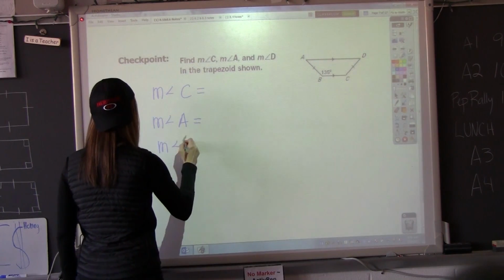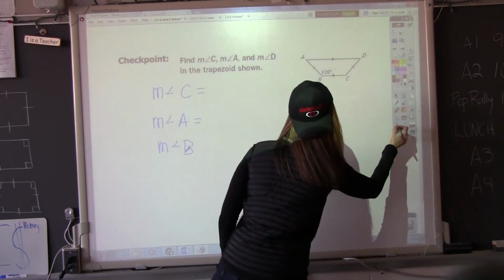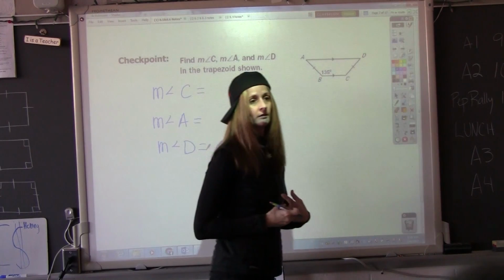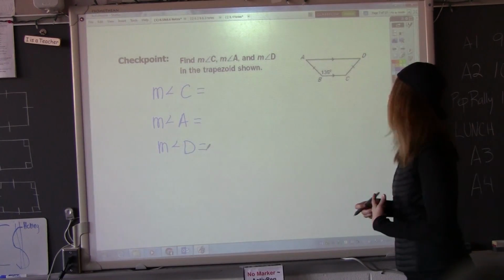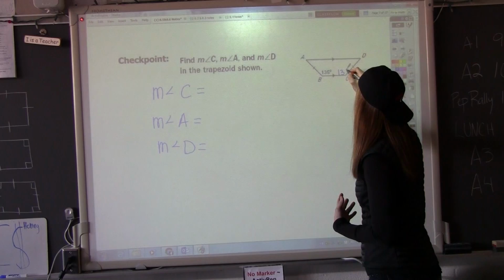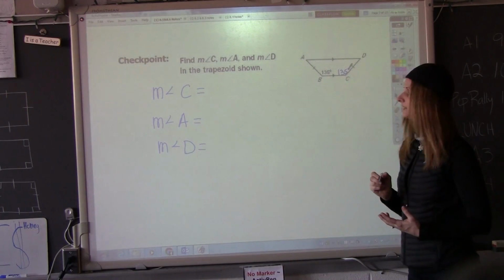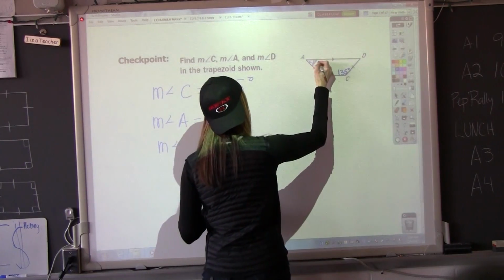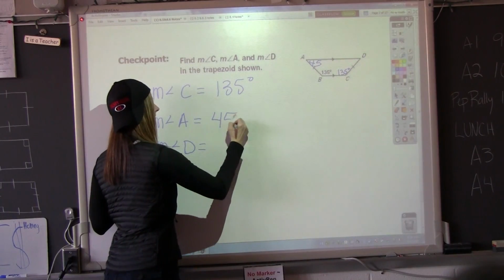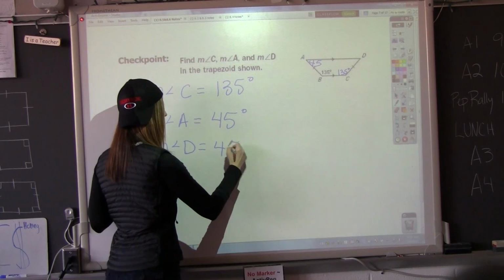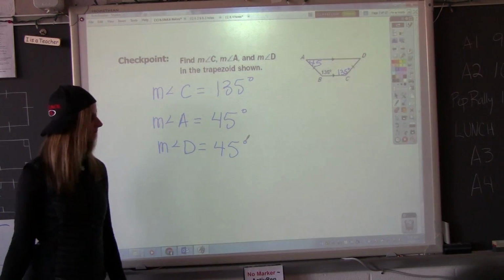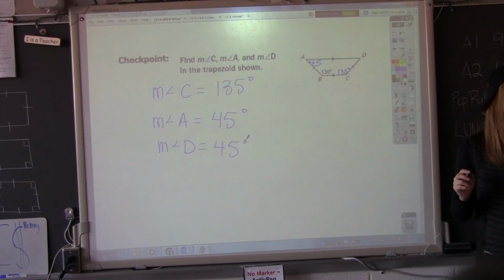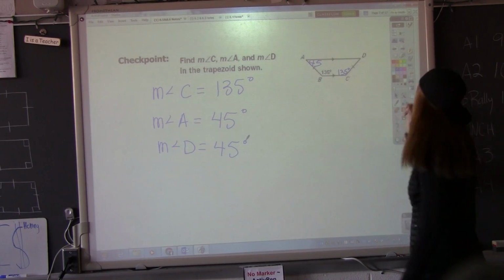Okay. So, anyone? What am I doing? Wait, I can answer. Sure, Natalie. Measure of angle C is 135. Okay. Measure of angle A is 45. And D is 45. Good. Any questions on that? No. Good? I'm good, yeah.